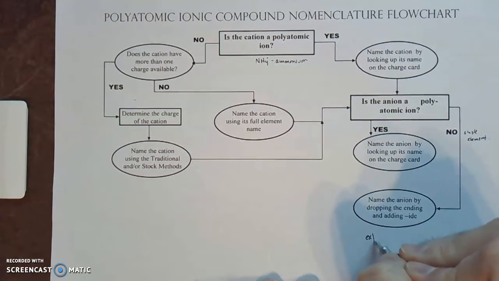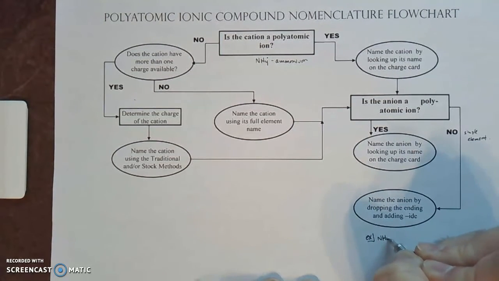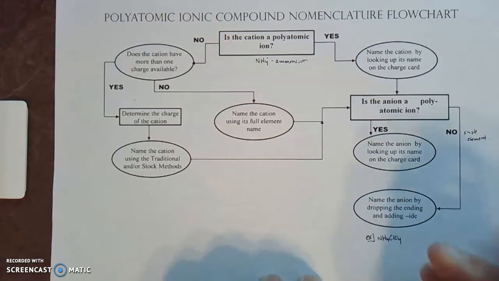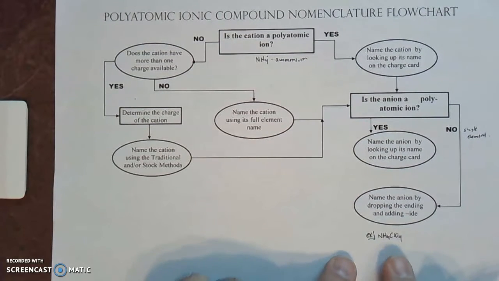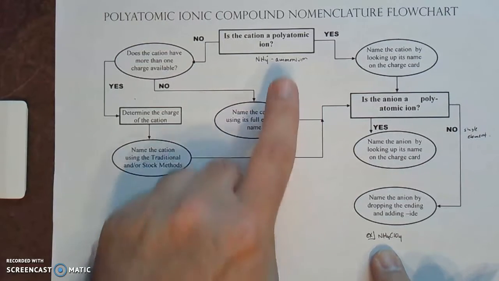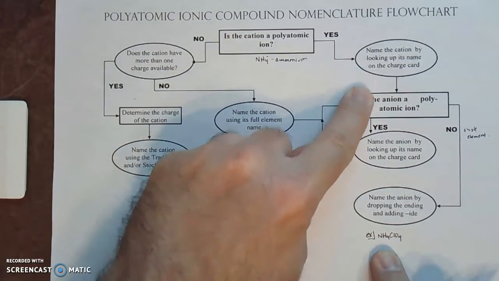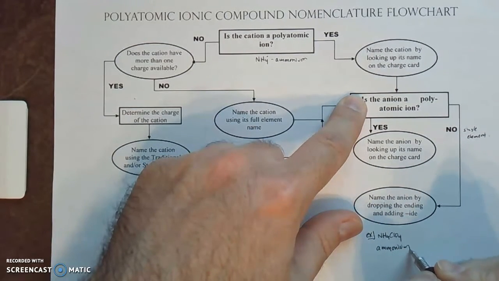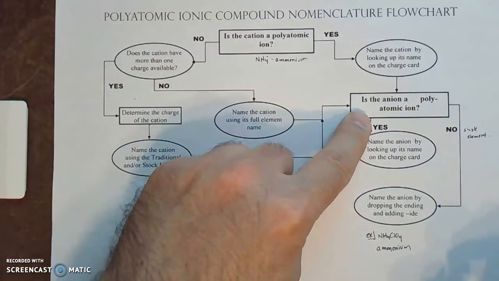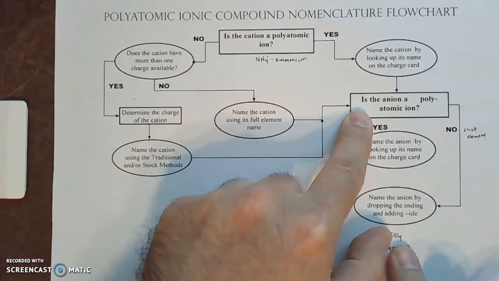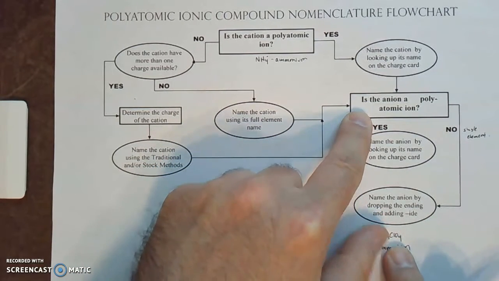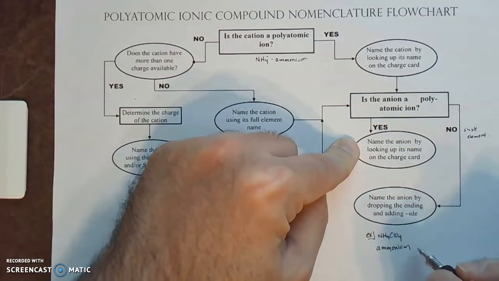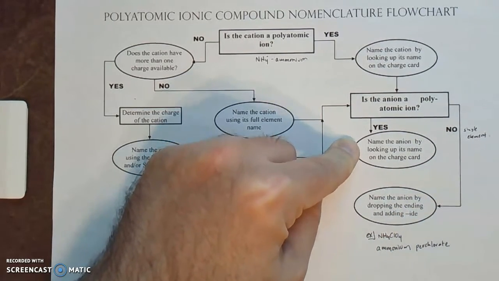If we look at an example, NH4ClO4, well, we have NH4, which we know is ammonium. We write down its name. And then is the anion a polyatomic ion? Well, yeah, it's ClO4. It's not a single element. Then we would look up its name, and we would see that it is called perchlorate. So the name of this is ammonium perchlorate.